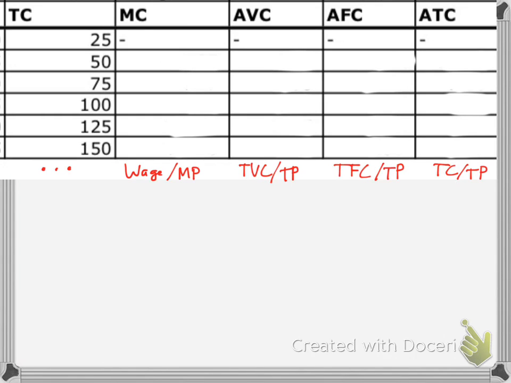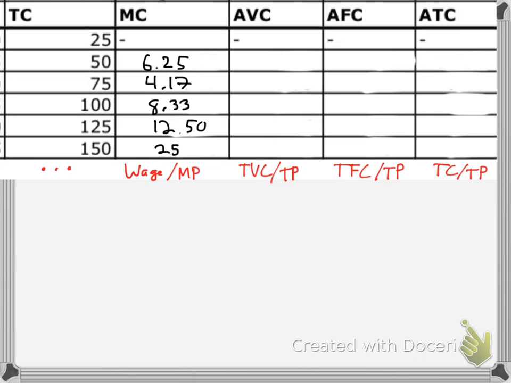So 25 divided by 4 is 6.25, and then we have 25 divided by 6, which is 4.17. Then we have 25 divided by 3, which is 8.33. Then we have 25 divided by 2, which is 12.5. And then we have 25 divided by 1, which is 25. So that's how we got those values.